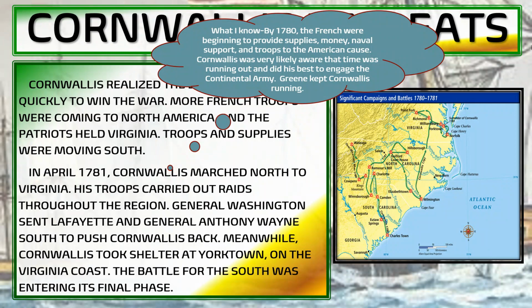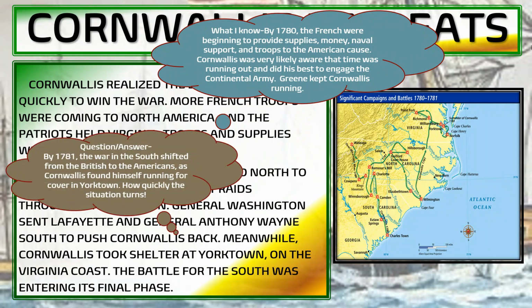And if you're thinking that, that's exactly what he was doing. So by 1781, the war in the South shifted from the British to the Americans as Cornwallis found himself running for cover in Yorktown. Ooh, how quickly the situation turns. And it did. Cornwallis basically had no supplies. He needed to be resupplied. His army was struggling. I mean, they'd been chasing Greene around for almost a year in the backcountry of the Carolinas. So they're out of supplies.